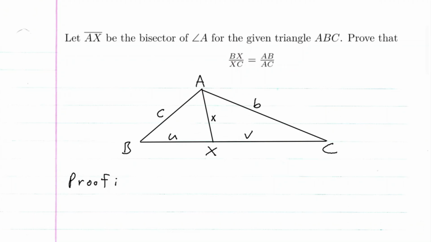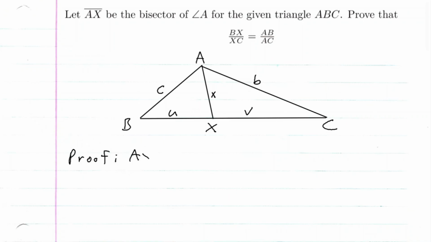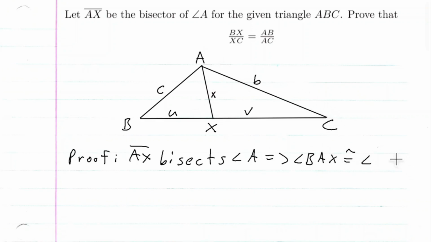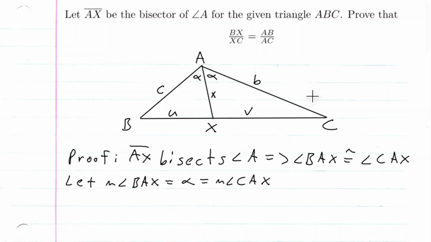So first we know that AX bisects angle A. So this implies that angle BAX is congruent to angle CAX, right? So we'll let the measure of angle BAX equal alpha, which is equal to the measure of angle CAX. So I'll let this be alpha and this be alpha.